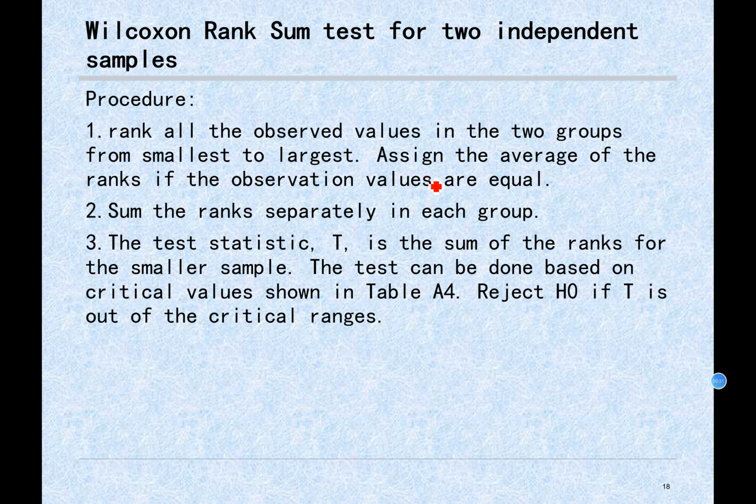Number one, rank all the observed values in the two groups from smallest to largest. Please notice that we need to rank all the pooled values in the two groups. Pooled means we need to put all the numbers in the two groups together and then rank them. And then assign the average of the ranks if the observation values are equal. That is to say, when we match a tie, we need to use the average of the ranks.